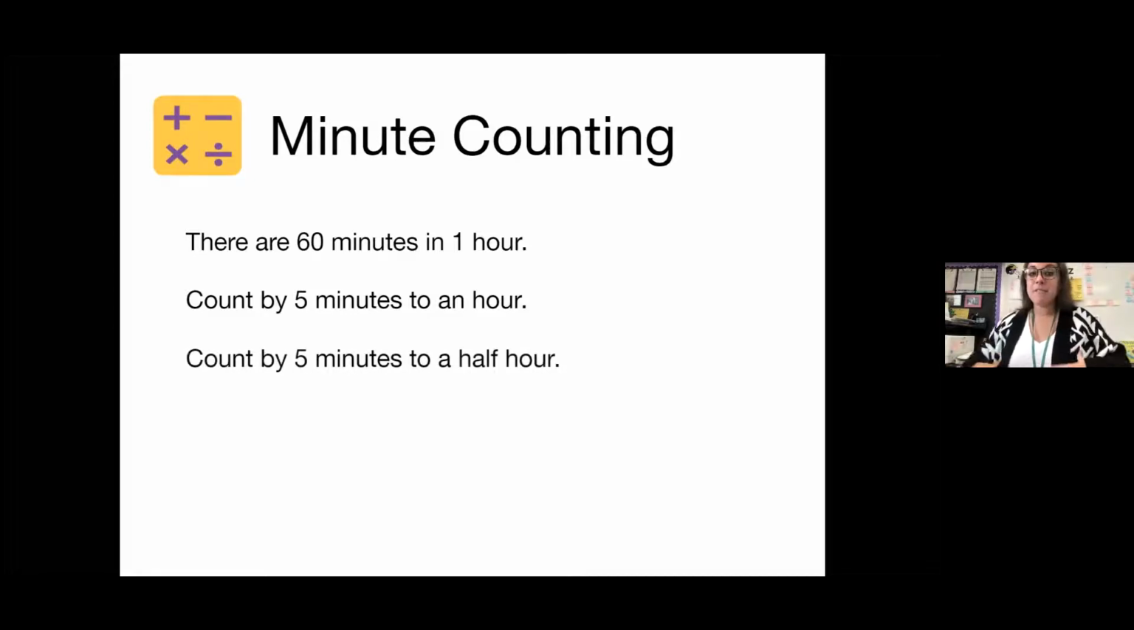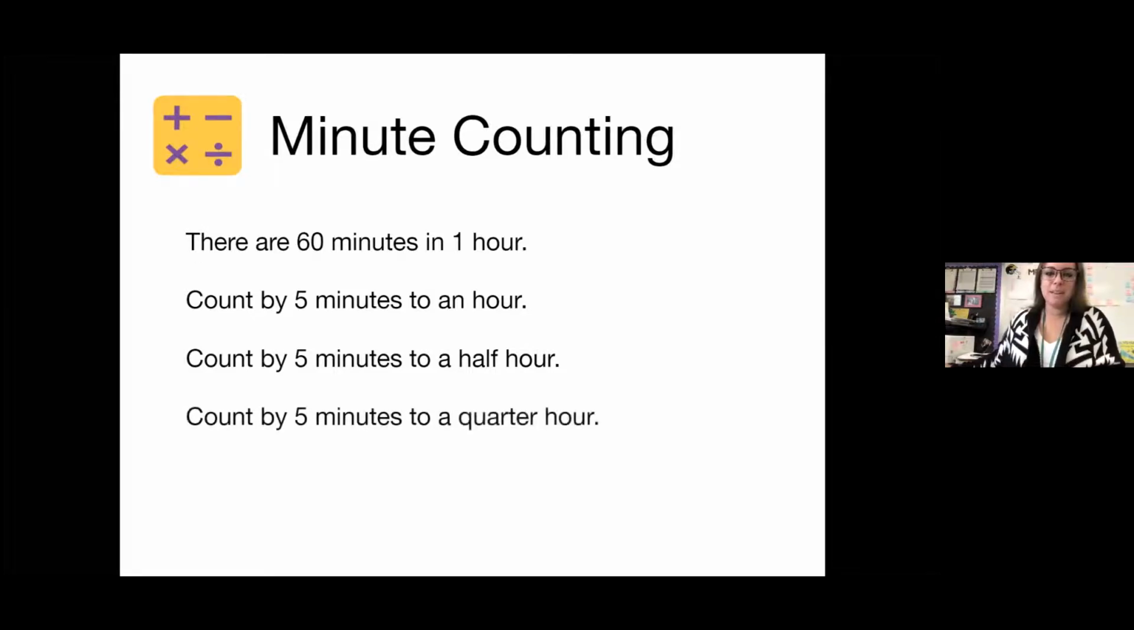All right, let's count by 5 minutes to a half hour. A half hour is half of 60. 60 divided by 2 is 30. So when we get to 30, we're not going to say 30 minutes. We're going to say half hour. 5 minutes, 10 minutes, 15 minutes, 20 minutes, 25 minutes, half hour. Hopefully you stayed with me on that one.